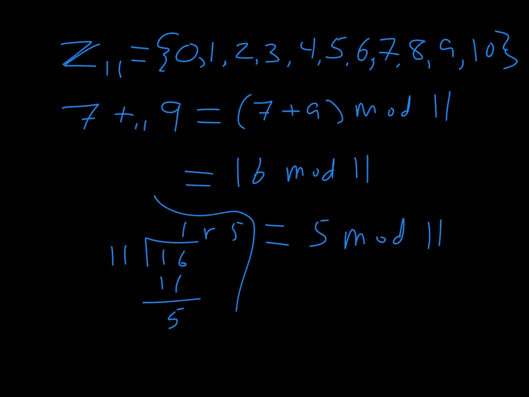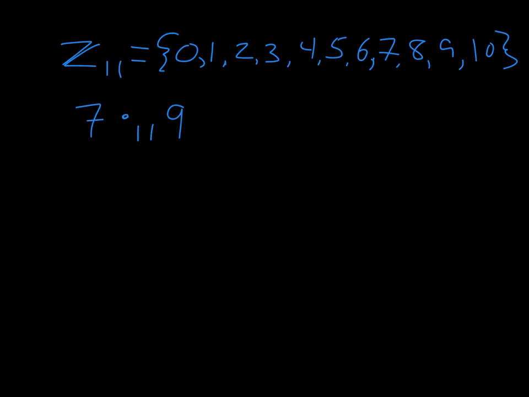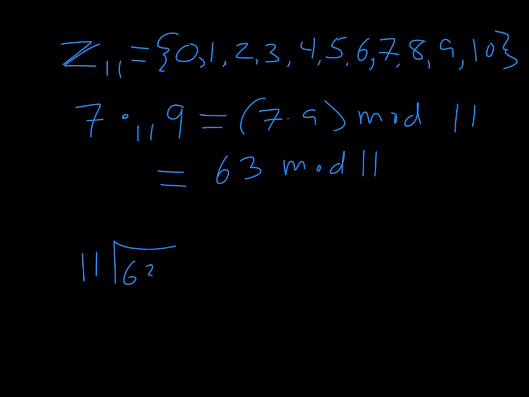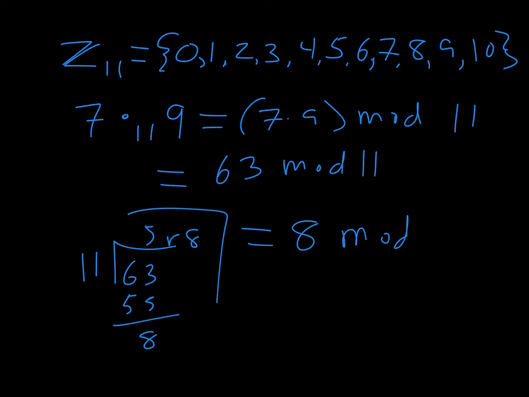And then multiplication works the same way. Let's do one quick example like that. So here we have that same set Z11, and we want to multiply 7 times 9 inside Z11. Well, by definition, this is just equal to 7 times 9 as integers, and then we just take that mod 11. So that's equal to 7 times 9, which is 63 mod 11. 11 goes into 63 5 times with 8 left over. So there's the remainder, and the remainder is our answer. So this is equal to 8 mod 11. So 7 times 9 in Z11 is equal to 8.